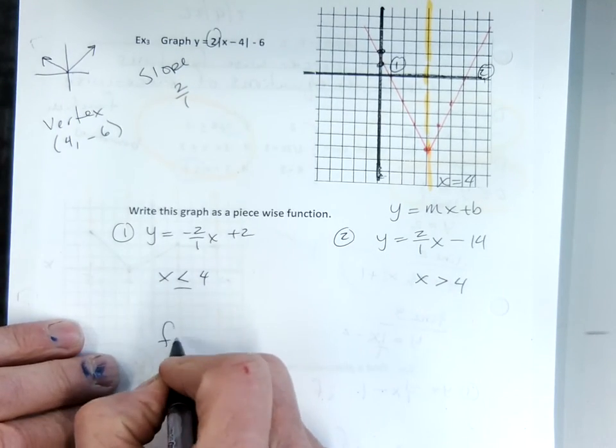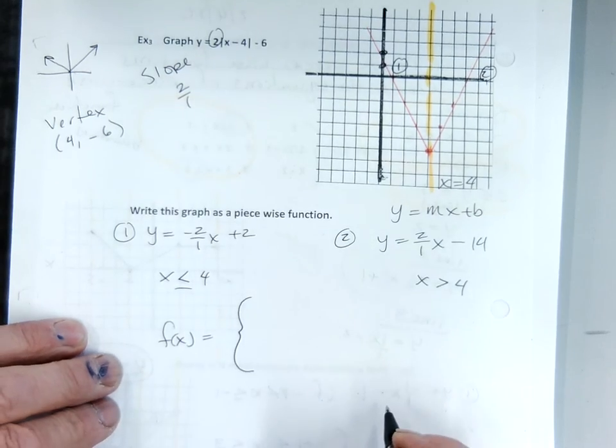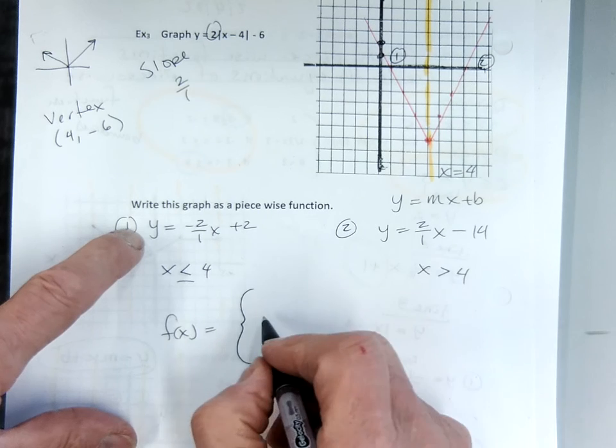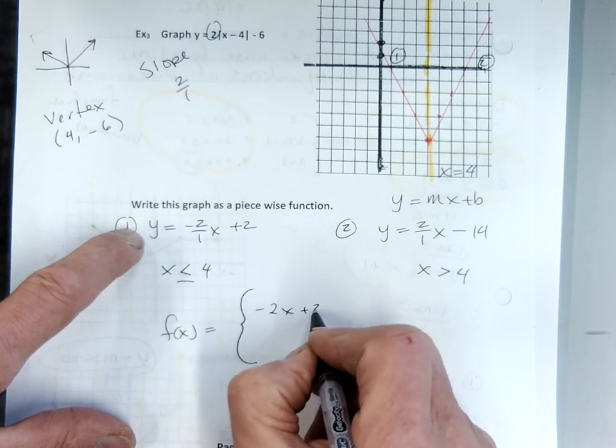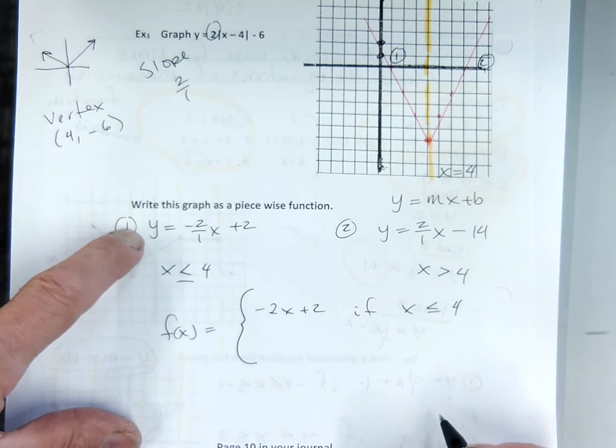f of x and y are the same thing, right? So y equals, or f of x equals negative 2x plus 2 if x is less than or equal to 4.